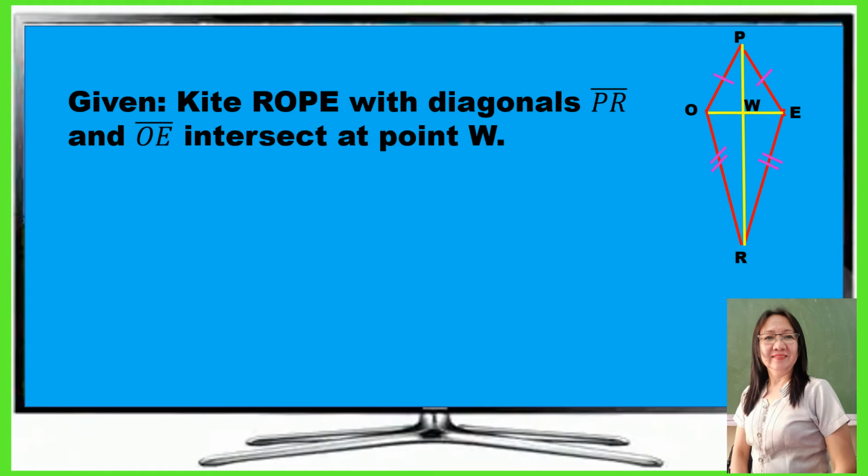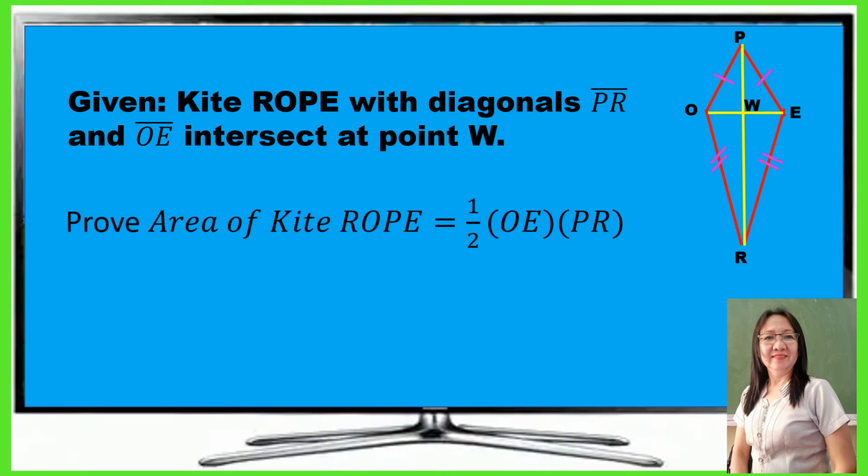So let us prove this theorem. Using the figure, our given is kite ROPE with diagonals PR and OE that intersect at point W. We have to prove that the area of the kite ROPE is equal to 1/2 times the length of OE times PR.